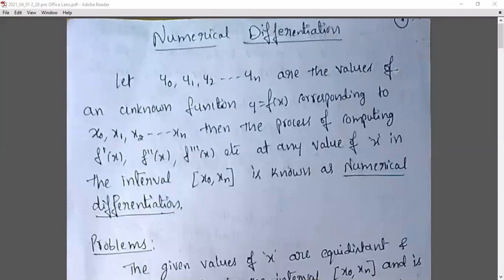I repeat, numerical differentiation is a process of obtaining the numerical value of the derivative at a given value of x where the values of x are equally spaced.